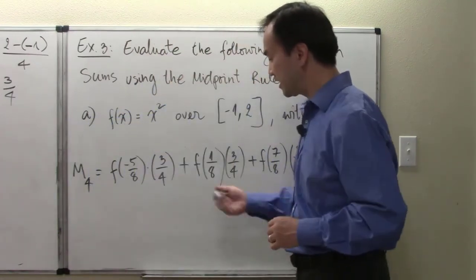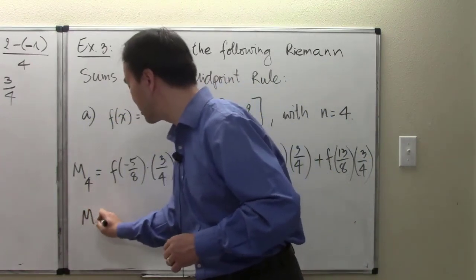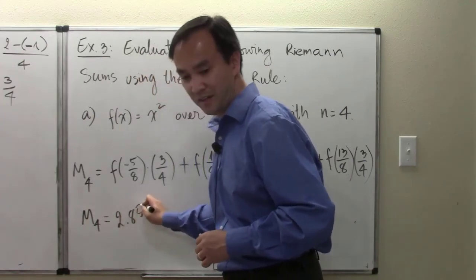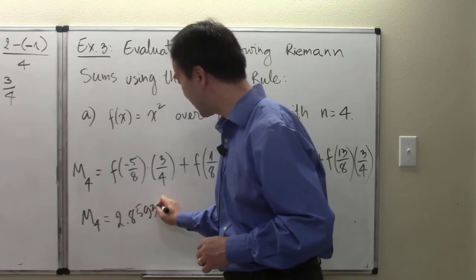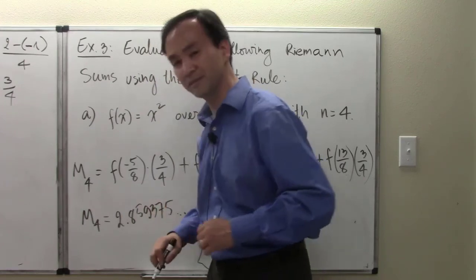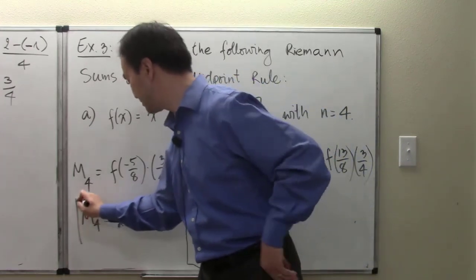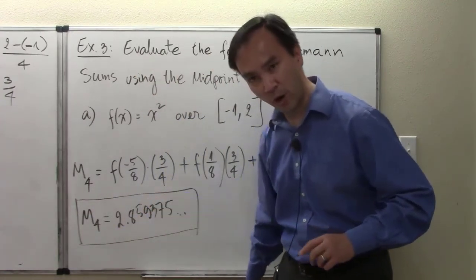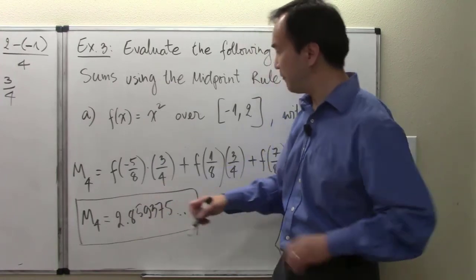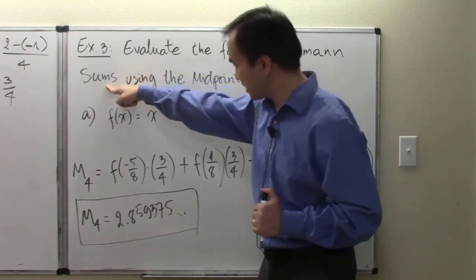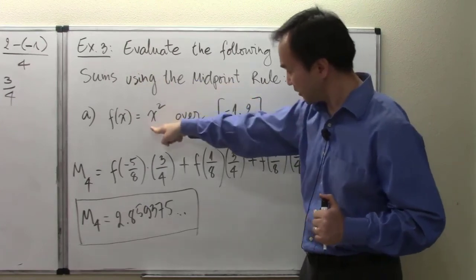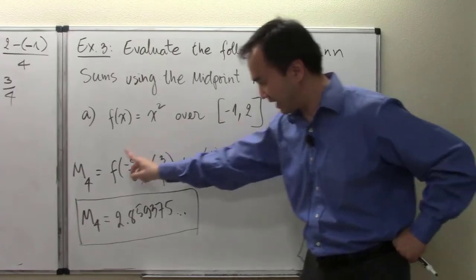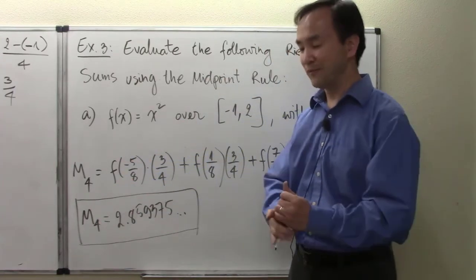For this problem, my answer for M4 is going to be 2.859375, and that could be a lot longer. It all depends on the rounding requirement in each of your different assignments, so watch out for rounding requirements. But that's how we obtain M4, this Riemann sum using the midpoint rule on this function over that interval with the desired 4 subintervals. That's why I was using M4 for that notation.